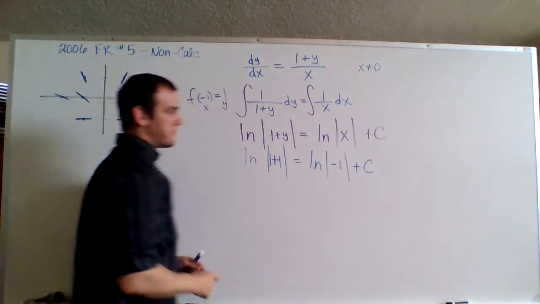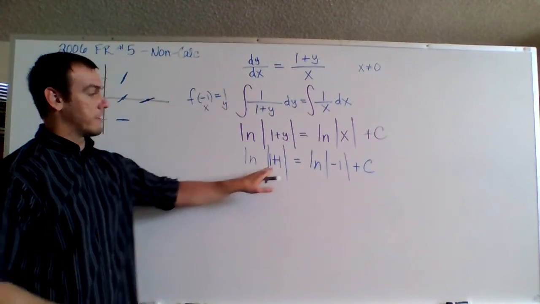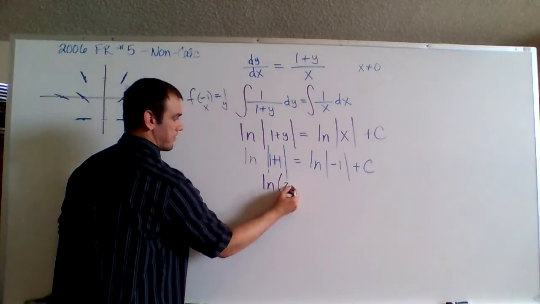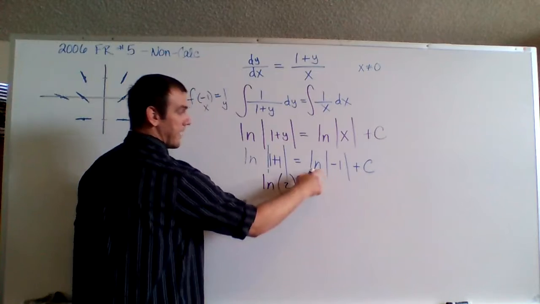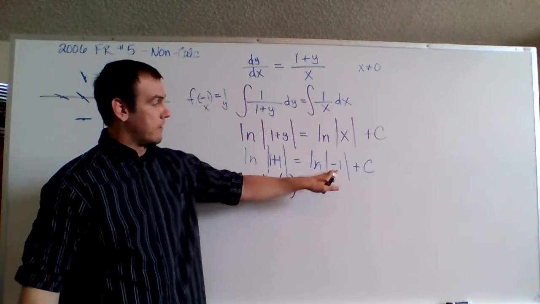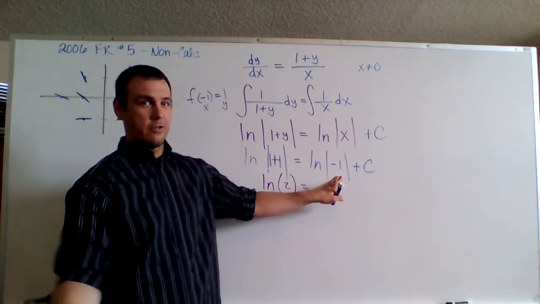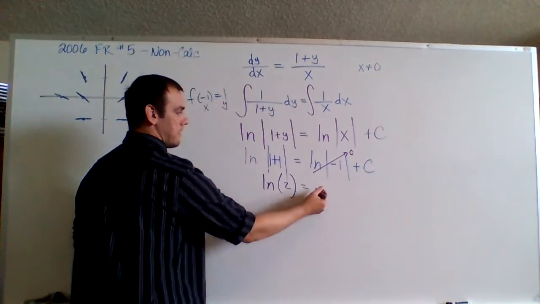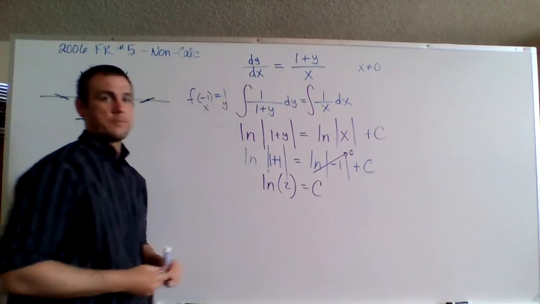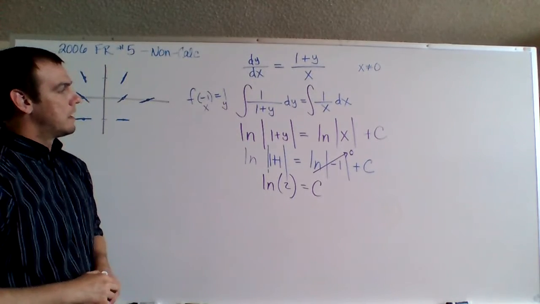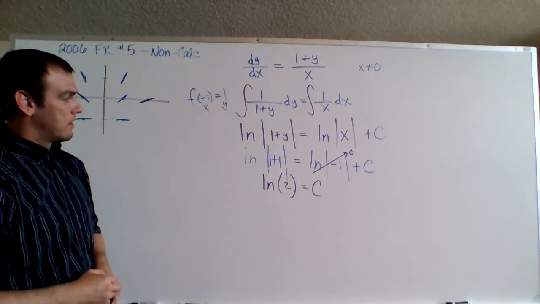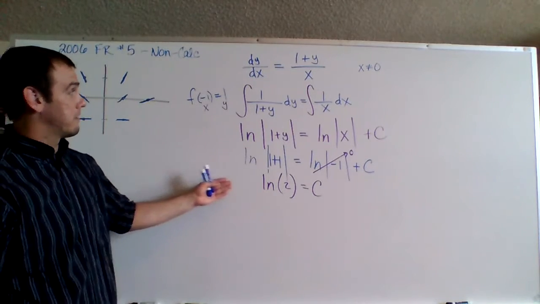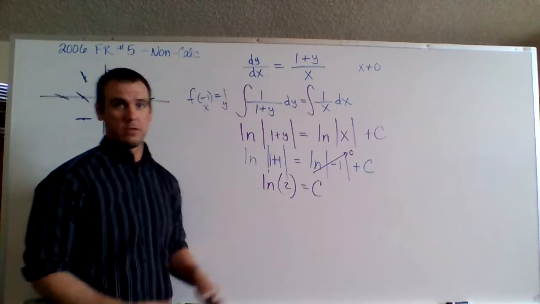plus c. All right, so over here we get natural log of 2. I no longer need the absolute values on that. Natural log absolute value of negative 1 is natural log of 1. Natural log of 1 is 0. That essentially goes away, and c is going to be the natural log of 2. All right. So that's where most of our points are going to be coming from, but we still are supposed to give a specific solution.